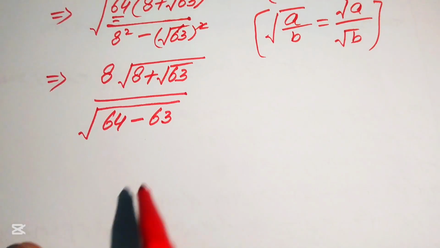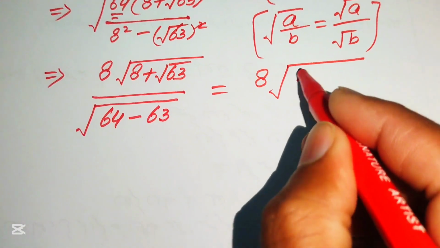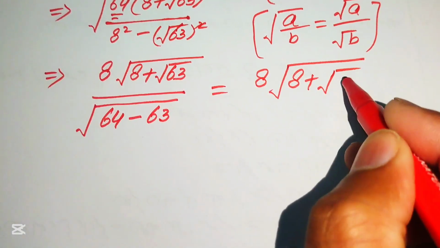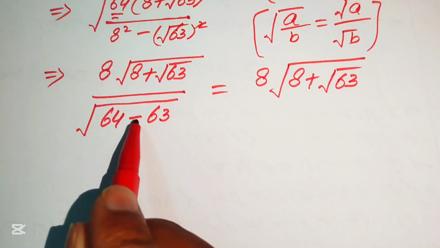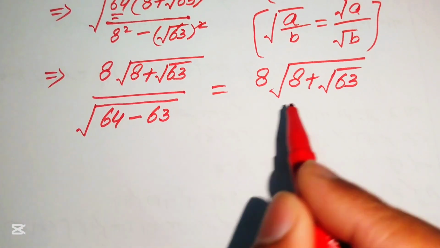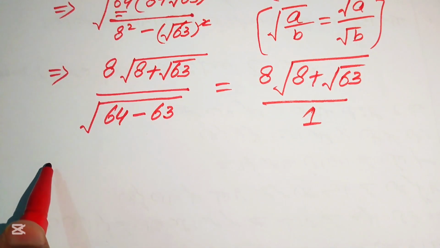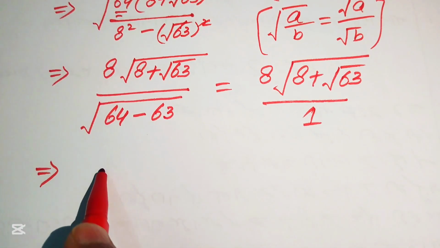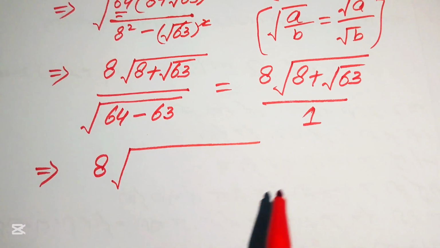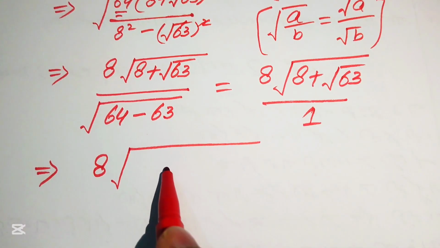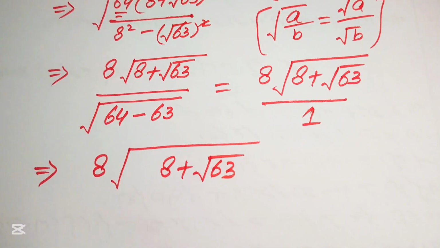And now in the next step, you see here we have 8 times square root of 8 plus square root of 63, and 64 minus 63 equals 1, and square root of 1 is equal to 1, so it is divided by 1. So here this implies that we write this term as 8 times, and this will be written as 8 plus square root of 63.